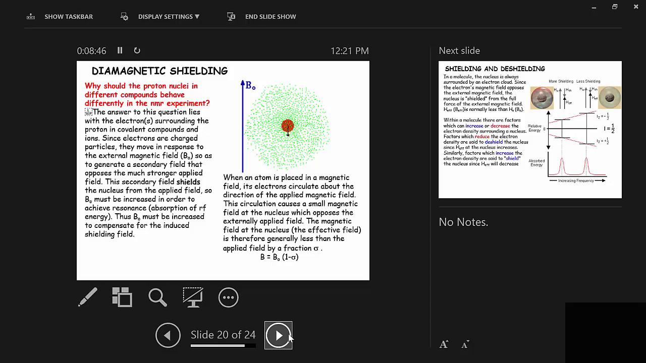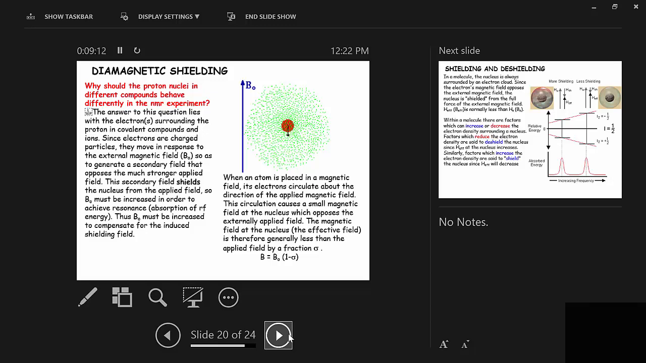Okay, the reason is because of something called diamagnetic shielding. Electrons act like magnets, and the proton, the nucleus, acts like a little magnet. So we're playing with three magnets, essentially. We have the external magnetic field, we have the magnetic field generated by the electron cloud, and we have the magnetic field generated by the nucleus.